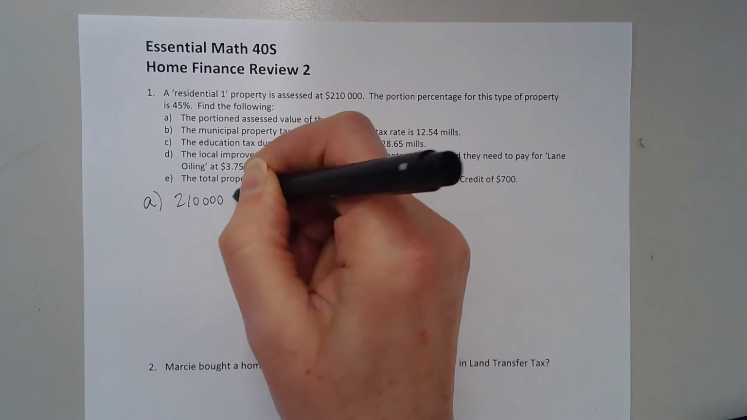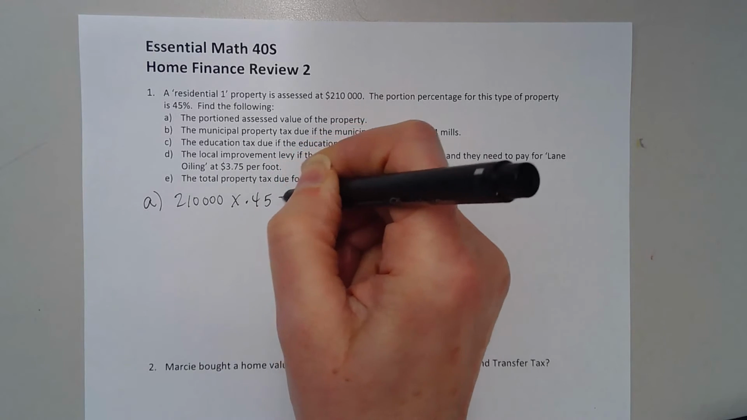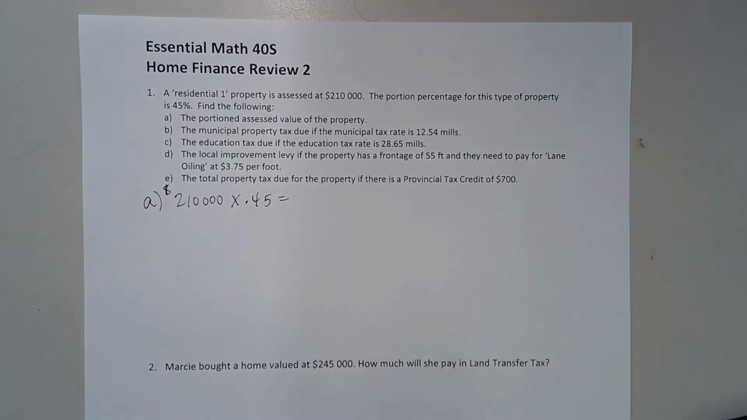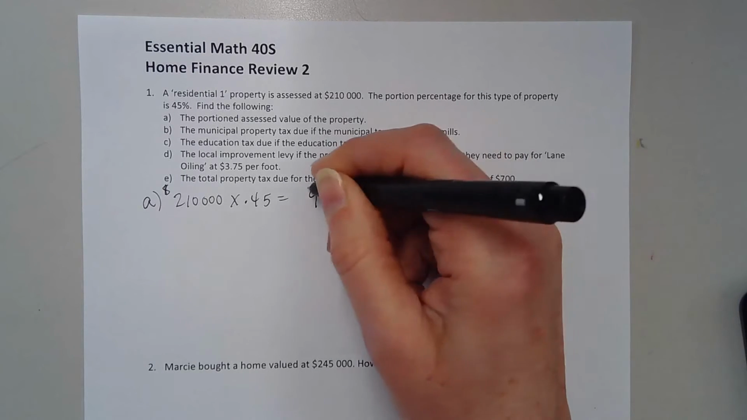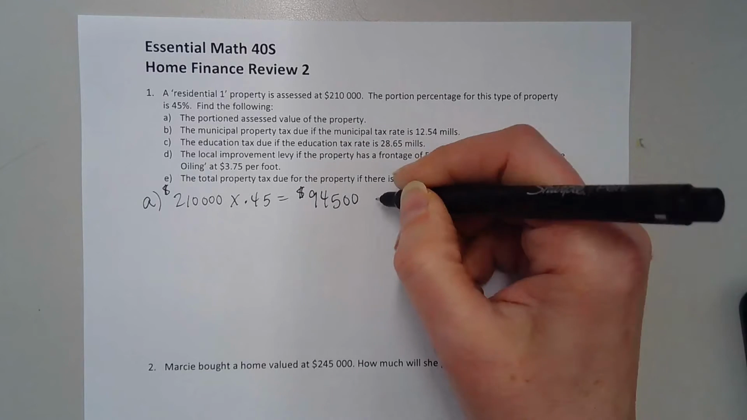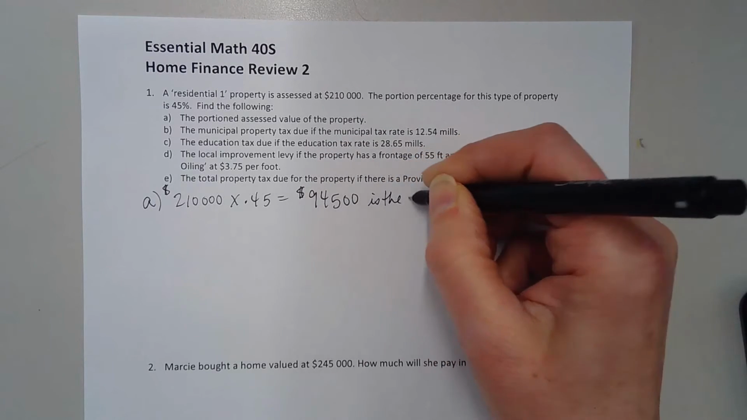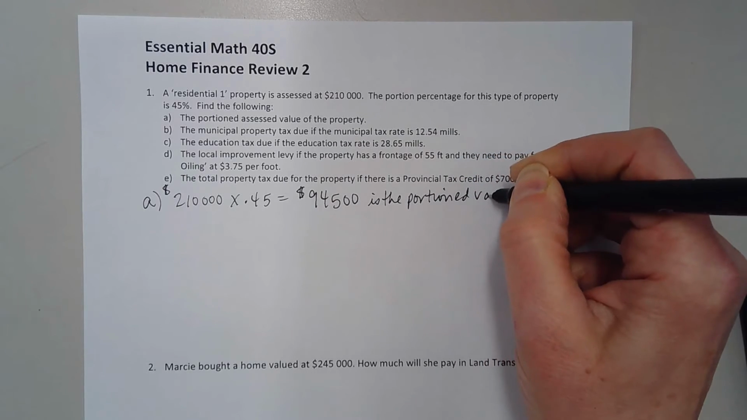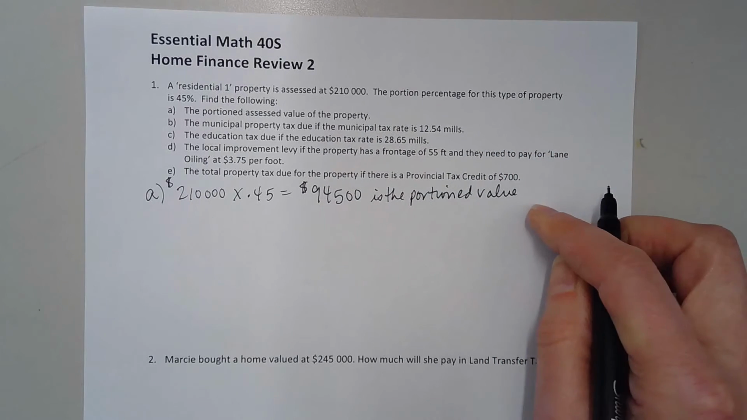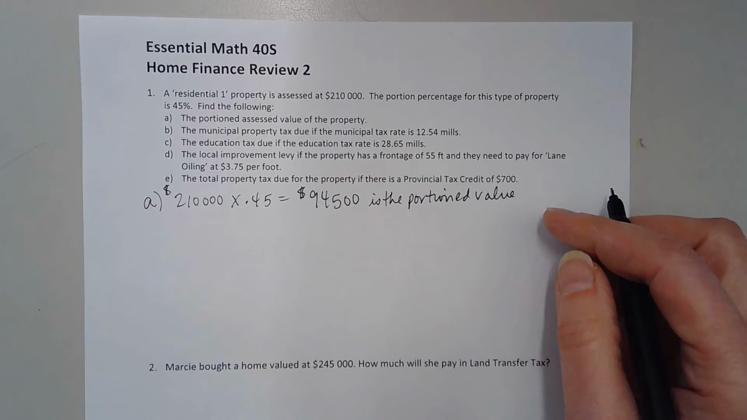210,000 times 45, agreed? So they're only going to charge her tax on part of the value of her property, right? That's what portion means. Okay, so this is the portion value. Okay, now this is the number we use moving forward, right?